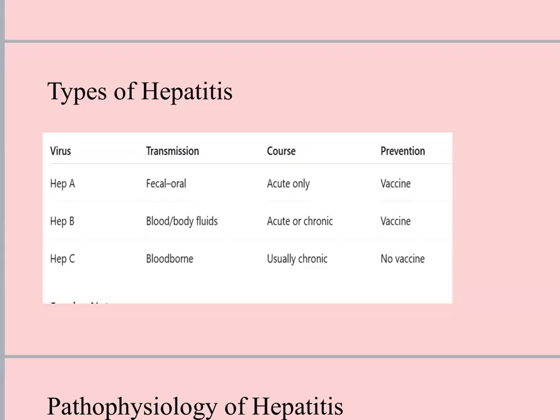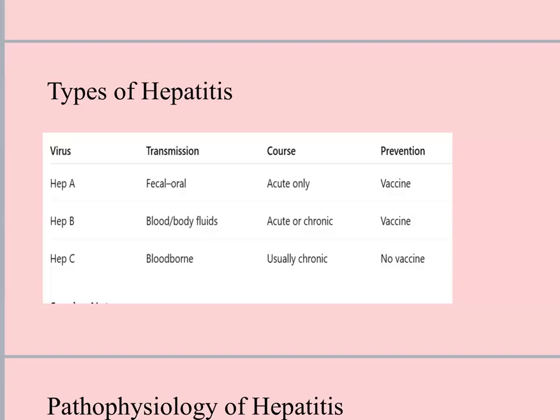It only has an acute course, so it just makes people acutely ill, and it is something that there's a vaccine for. Hep B is one that I know all of you have, and if not, you have an exemption because it is required for healthcare providers. It's transmitted via blood and body fluids. It can be acute or chronic.